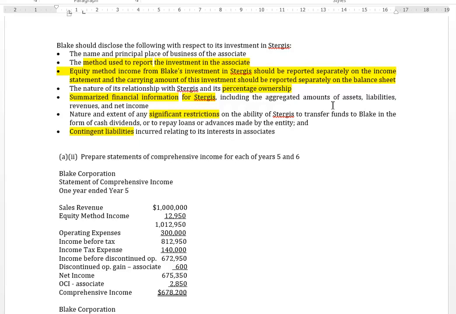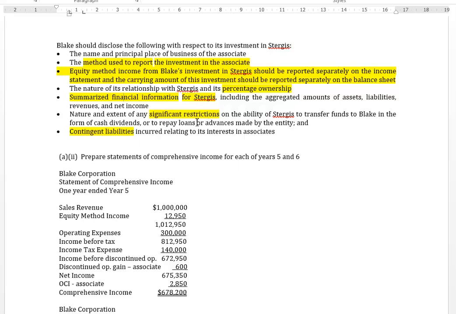The percentage ownership. So Blake would have to say it has a 25% ownership share in Sturgis. And we wouldn't do full statements for Sturgis, the company we significantly influence, but we might want to give some summarized financial data. You may find sometimes that companies do it in the management discussion and analysis section. They might also do it as part of the notes to the financial statements. But it needs to be somewhere in that big, massive financial report.